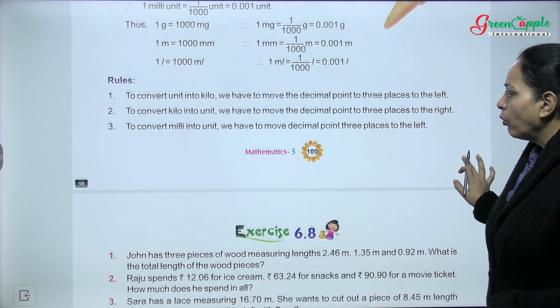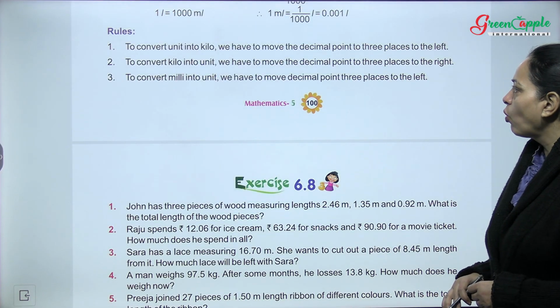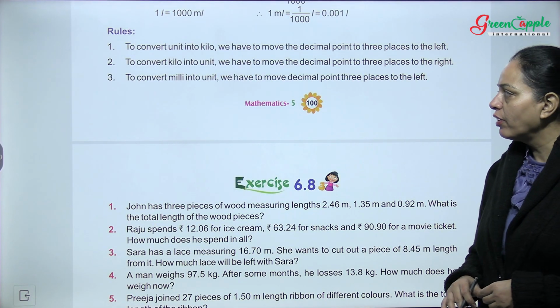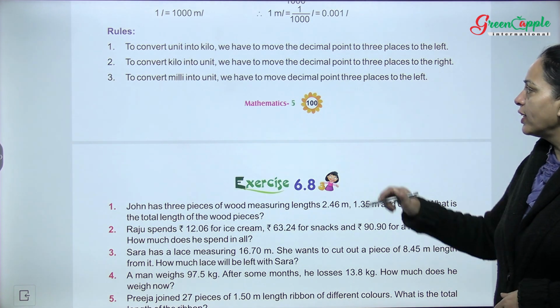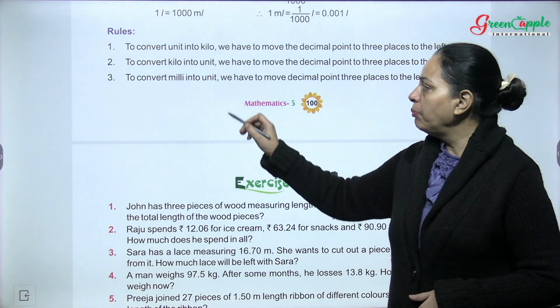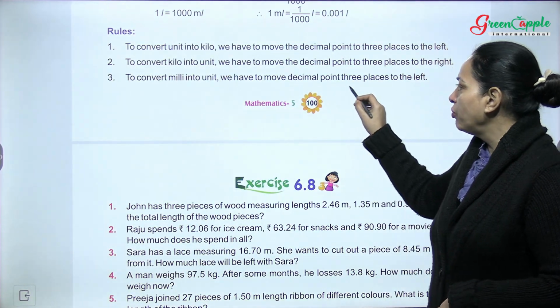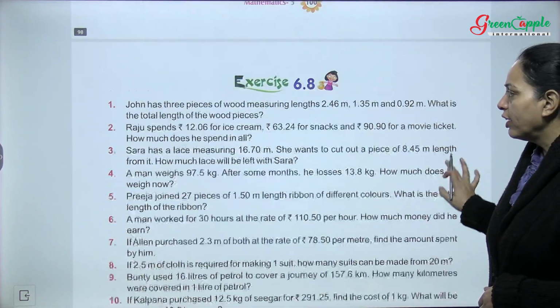Now rules: to convert a unit into kilo, we have to move the decimal point 3 places to the left. To convert kilo into a smaller unit, we have to move the decimal point 3 places to the right, and to convert milli into unit, we have to move the decimal point 3 places to the left. When we do questions, it will be clear to you.